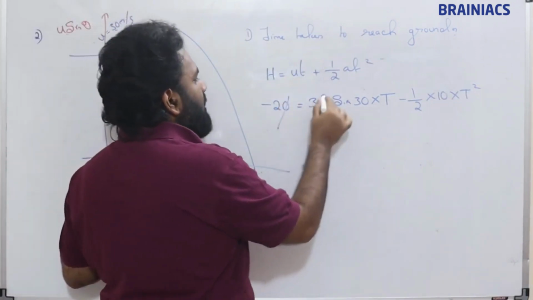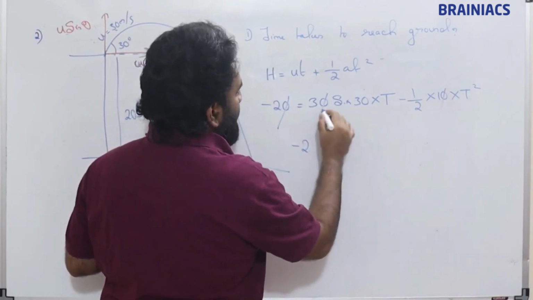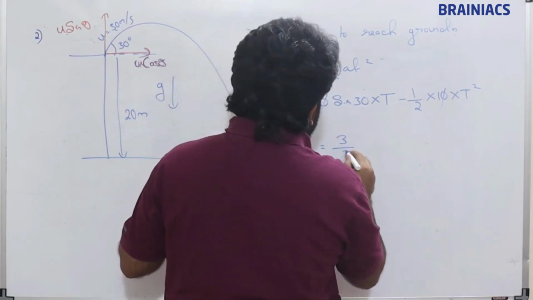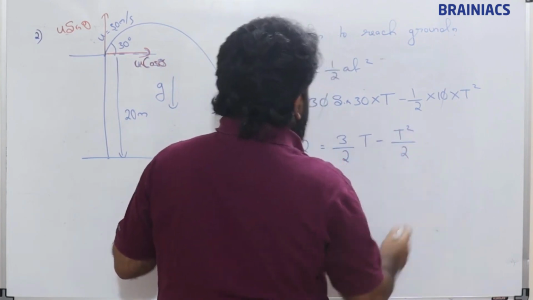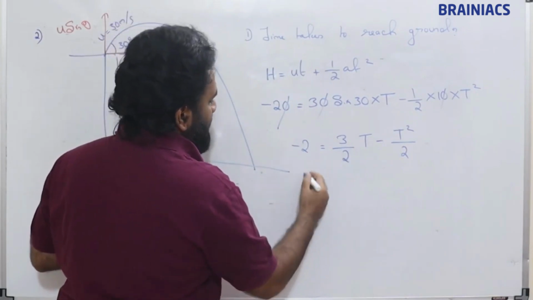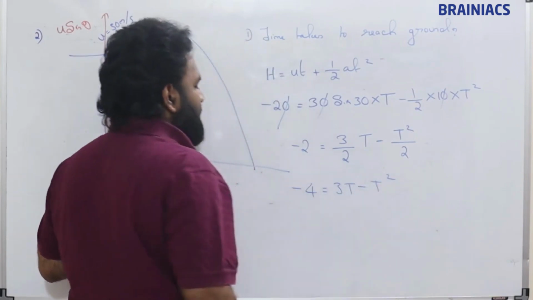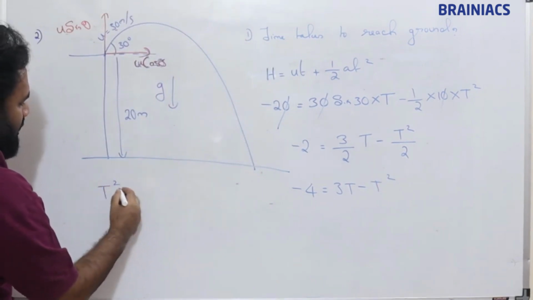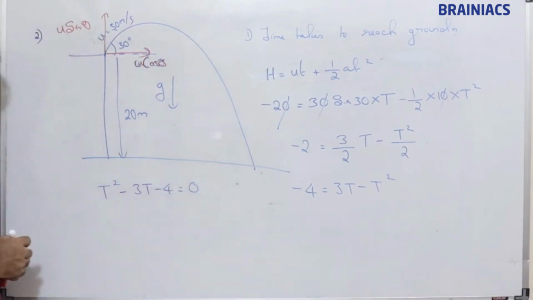So this we will cancel. Minus 2 is equal to, sine 30 is 1 by 2, so 3 by 2 T minus T square by 2. We will bring it this side. This will become minus 4 is equal to 3T minus T square. We will bring it to this side: T square minus 3T minus 4 is equal to 0. So we are getting an expression like this.